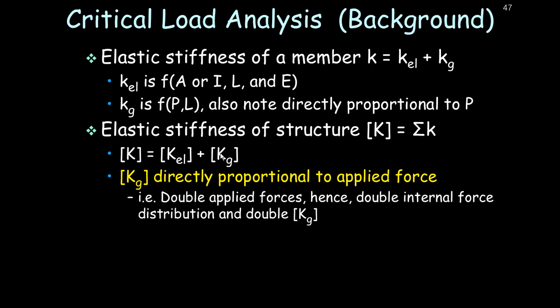All right. So now we've got this term, and like I said, it's directly proportional to the applied force. What that means is if we were to double the loading on the structure, we would double all the forces in the members, we would double all the k sub g's, and we would effectively double this term. So what we're looking for is when does this stiffness become unbounded?